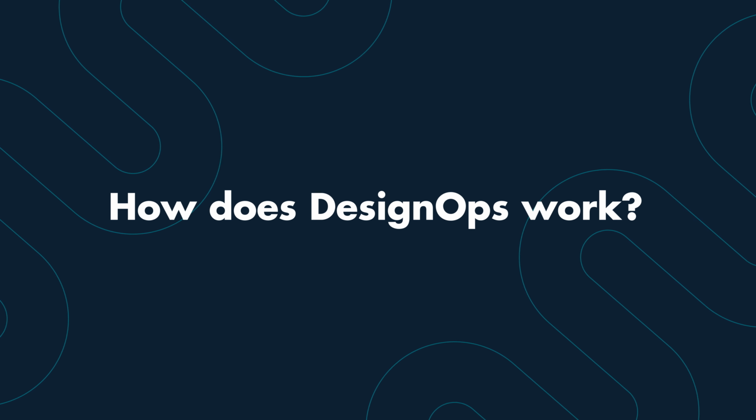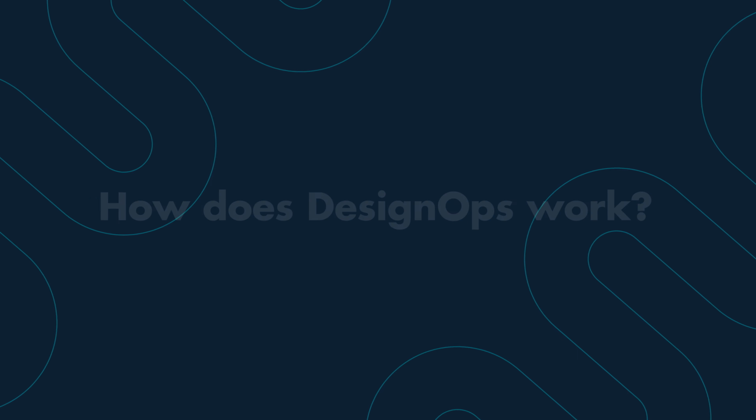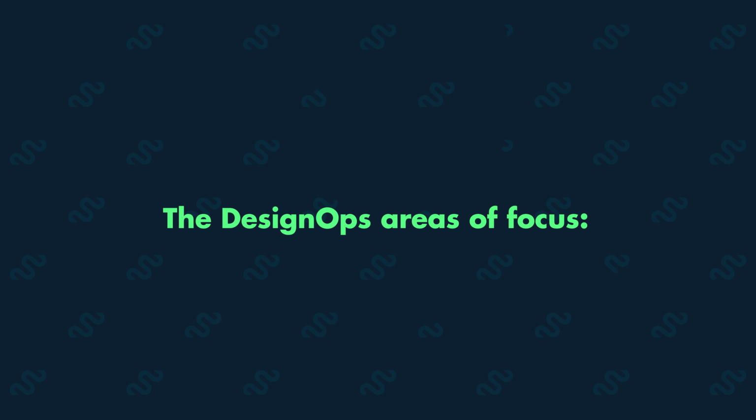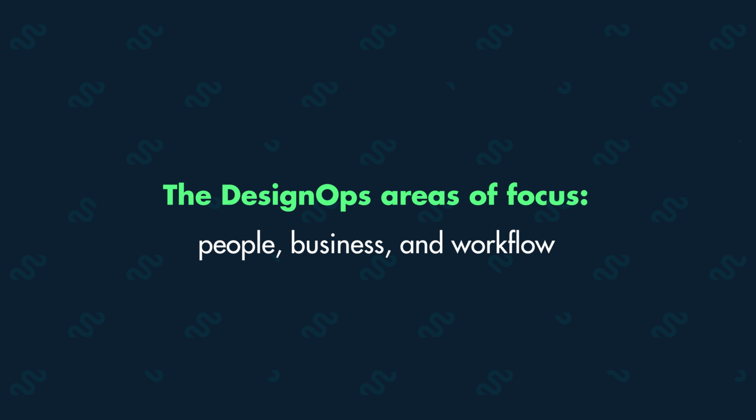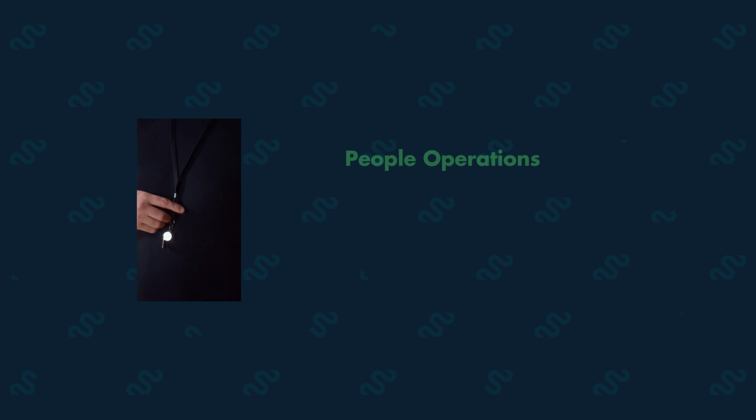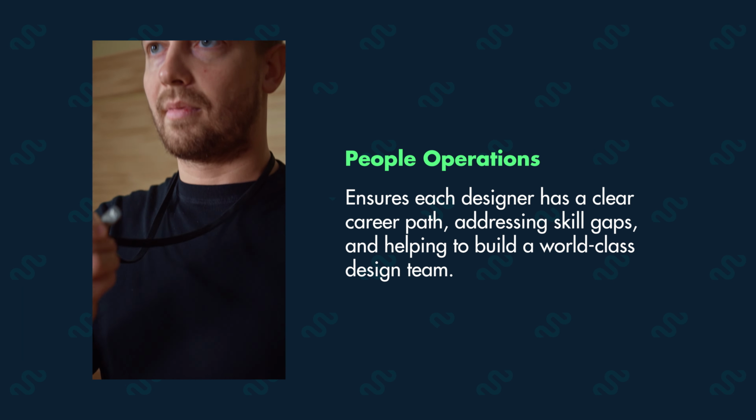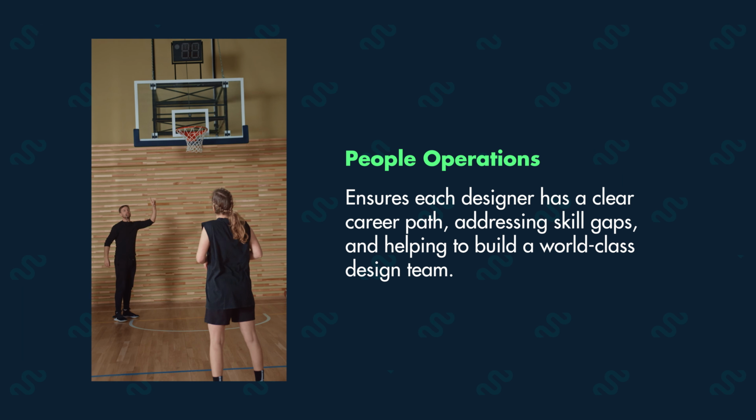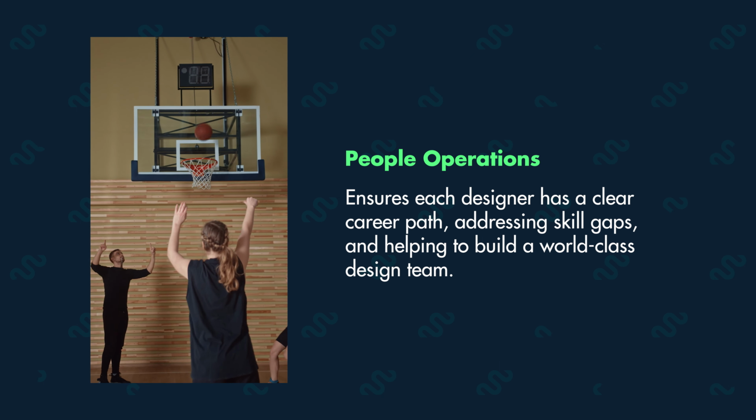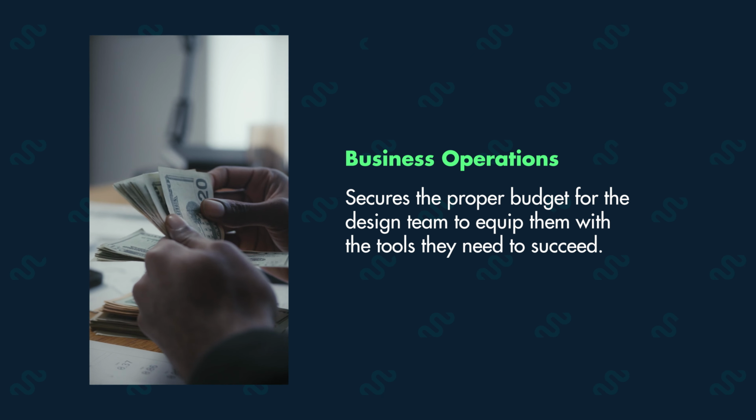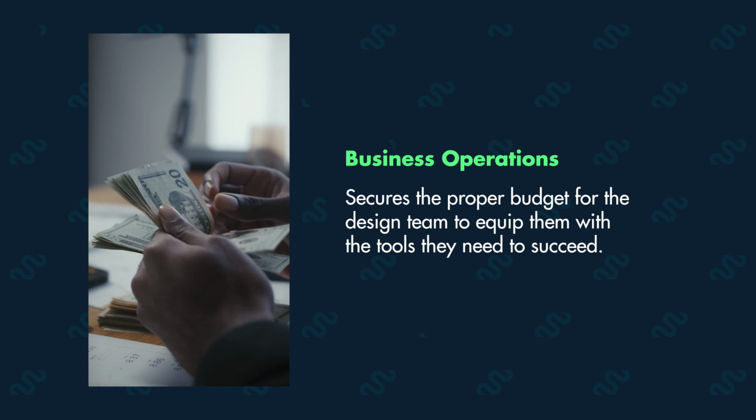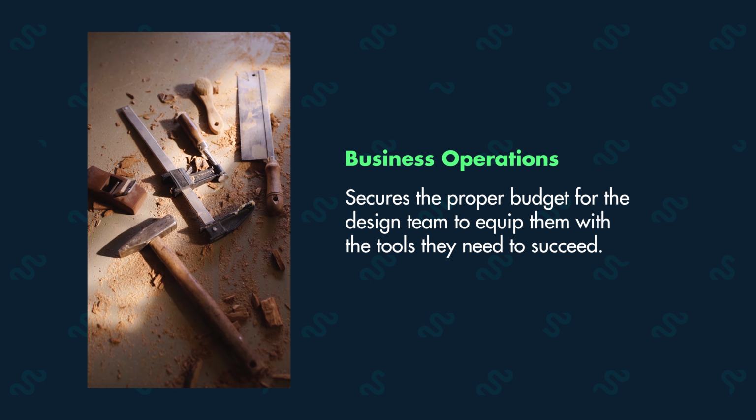How does DesignOps work? When it comes to DesignOps, there are three different areas of focus: people, business, and workflow. Depending on the size or purpose of DesignOps within your organization, each area is weighted differently. People operations ensures that designers have a clear career path, addressing skill gaps, and helping to build a world-class design team. The business operations mindset is more about securing the proper budget for the design team and equipping them with the tools they need to succeed.